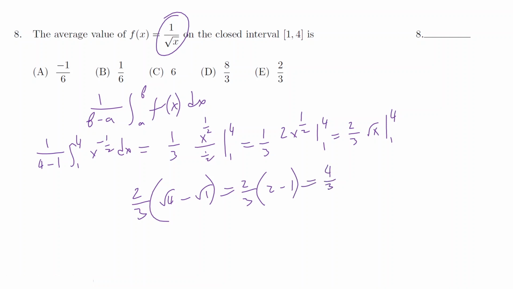Where did I mess up? Let's double check, because we do not have one of those answers right here. So we got 1/3 x to the 1/2 over 1/2, from 1 to 4. Here it's all good. And then 2/3 times 2 minus 1. I messed up the fact that 2 minus 1 is equal to 1, so this is just 2/3, right? So E. Next.